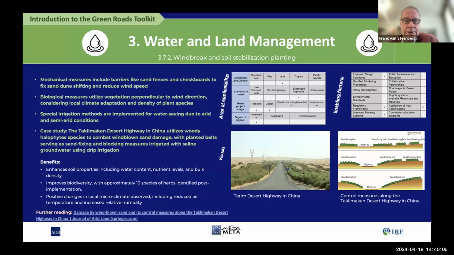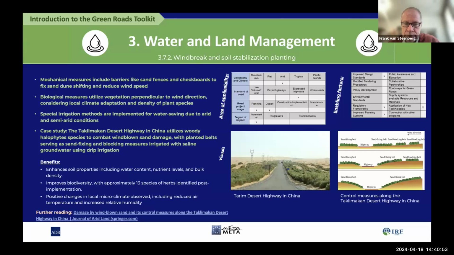There can also be mechanical measures like sand fences, in a checkerboard pattern to fix the shifting of the sand dunes. Then these biological measures that I mentioned, and you have to make sure they are perpendicular to the wind direction, and of course adapted to the local climate and the species that do well. Sometimes you can consider some additional irrigation to kickstart the vegetation. Some vegetation is able to do very well within these sort of dry, sandy, and windy environments.